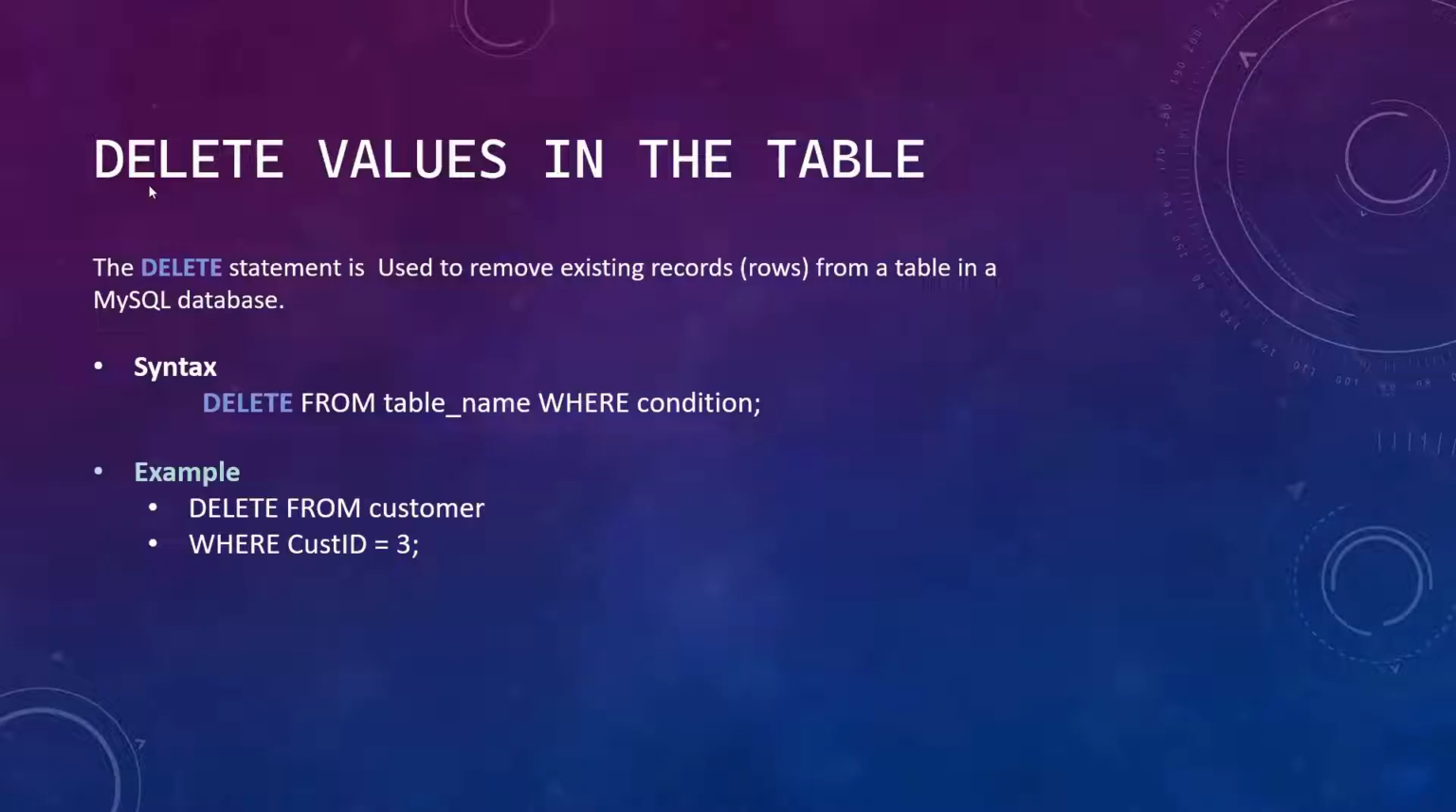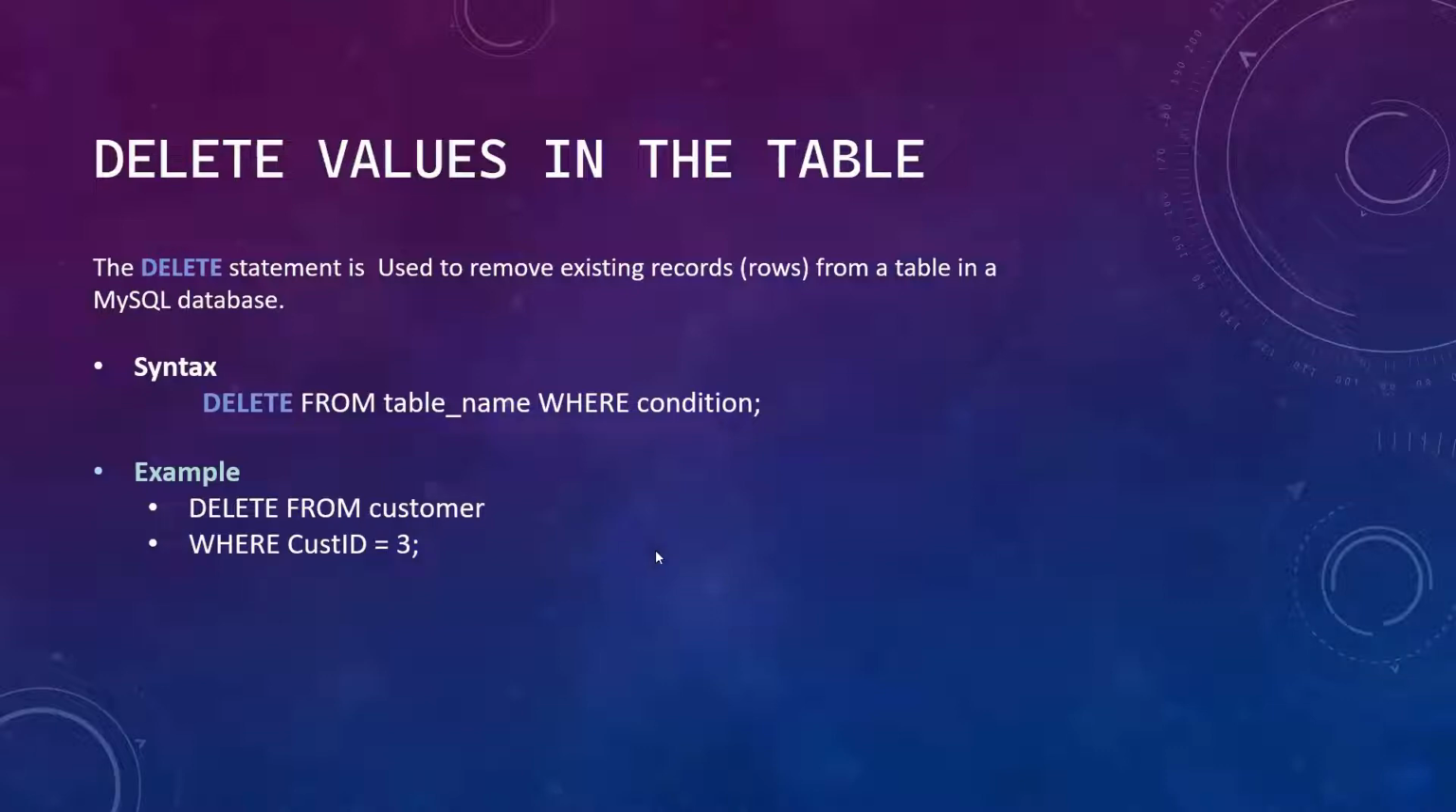Let's learn about how to delete values in the table. The delete statement is used to remove existing records from a table in a MySQL database. This is the syntax for deleting records: you need to write delete from table name, and you can use a where clause. This is an example of deleting a value: delete from customer table where customer ID is 3.